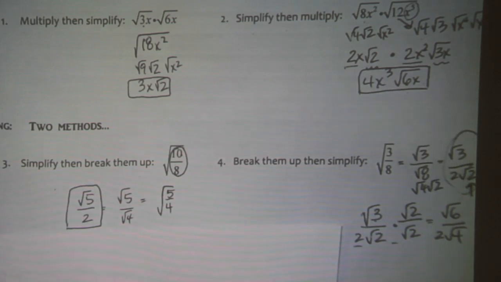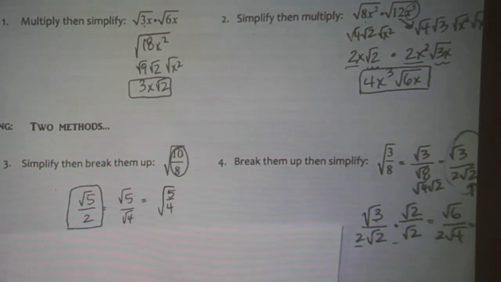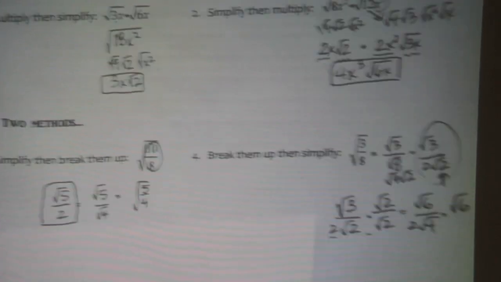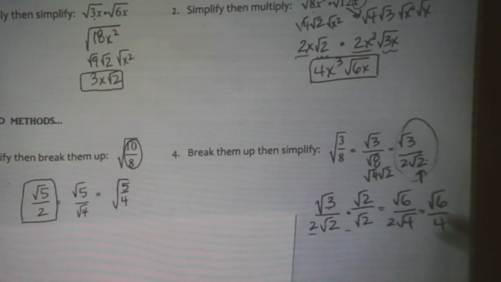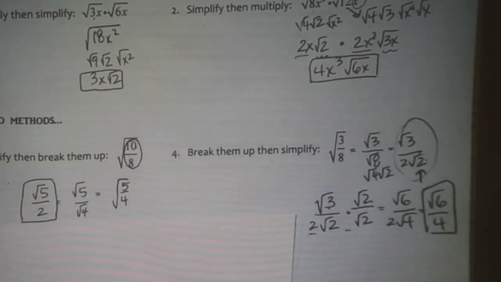4 is a perfect square, so that can simplify to root 6 over 2 times 2, which is 4. And you are done. There's no radical in the denominator. This can't be simplified anymore. That is your final answer.